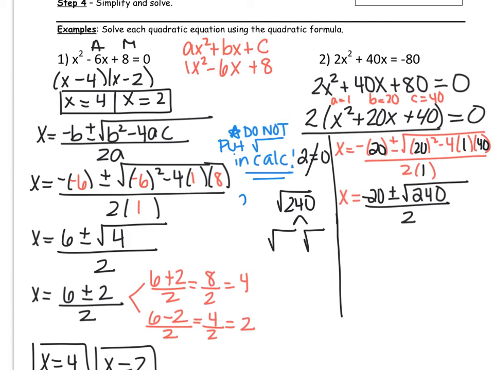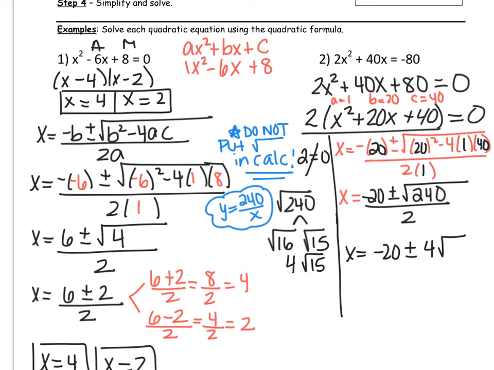Remember, you could put in the y equals 240 divided by x and find the factors. So take a minute, pause the video, and do that. Okay, I got 16 and 15. So 16 and 15, so 4 rad 15. So I've got x equals negative 20 plus or minus 4 rad 15 all over 2.